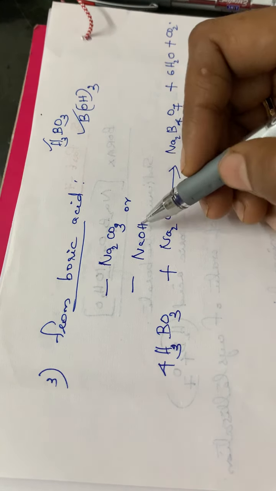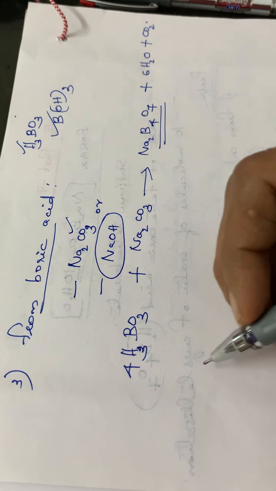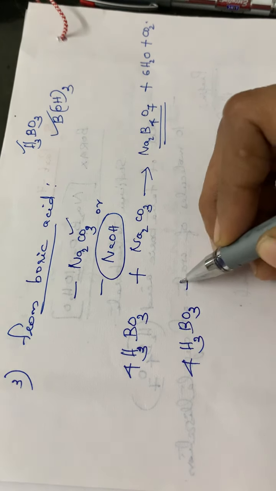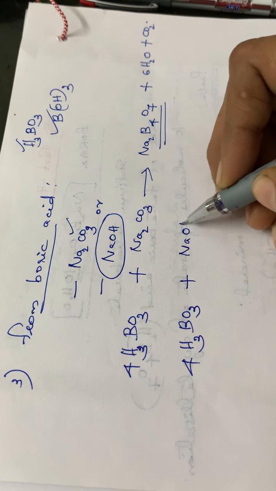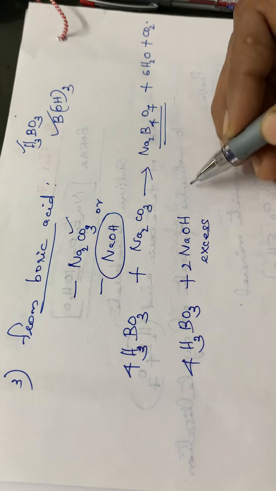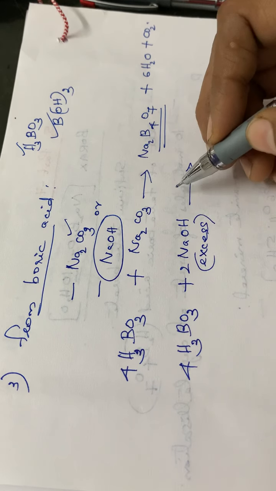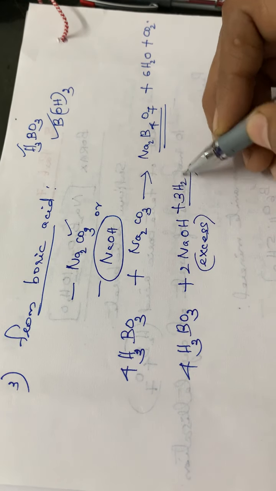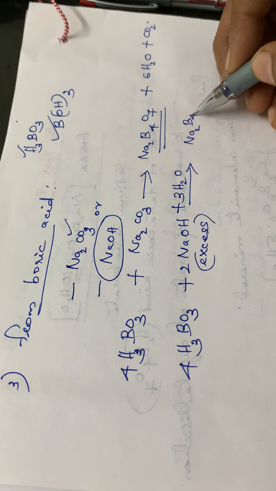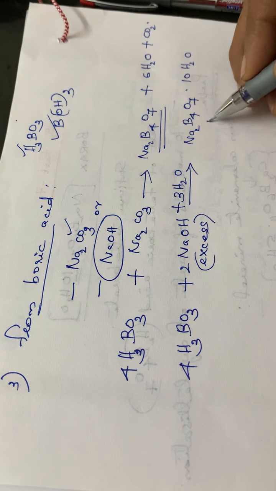Then the next one, either you can use sodium carbonate or sodium hydroxide, isn't it? So the next equation is by using sodium hydroxide. Sodium hydroxide is a very strong alkali, and here it is used in excess, plus 3 molecules of water, giving Na2B4O7.10H2O. So this is borax.